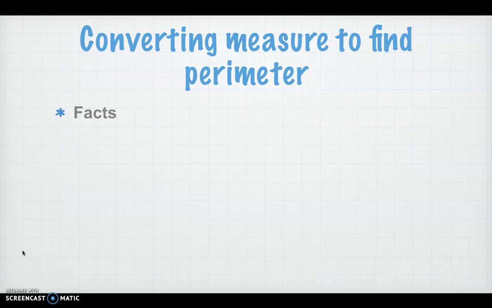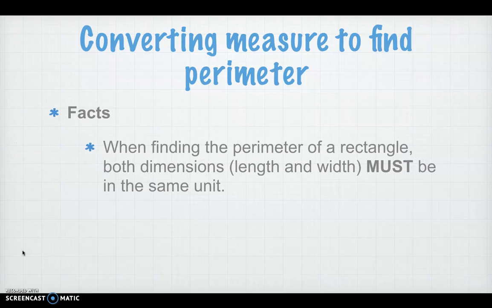The first fact that you have to know is that when finding the perimeter of a rectangle, both dimensions, the length and the width, must be in the same unit. For example, if the length of the rectangle is in yards, the width of the rectangle should also be in yards. If the length is in feet, the width should also be in feet.